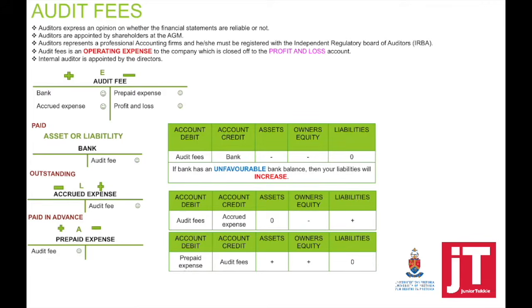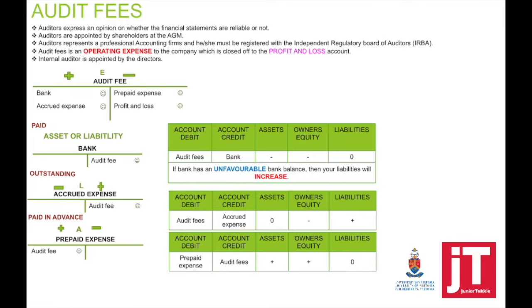The golden principle, matching, is applied. This means now that accrued expense will be credited and audit fees will be debited. Effect on your accounting equation: owner's equity minus, but now your liabilities are going to increase.